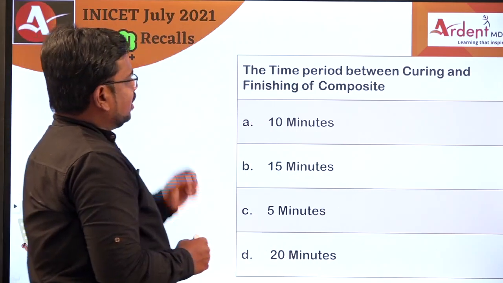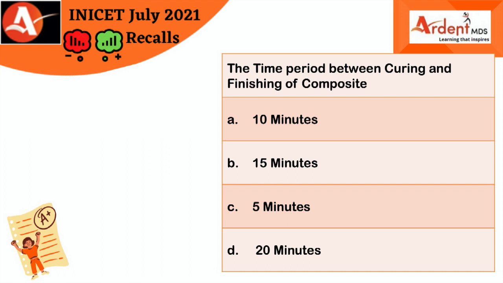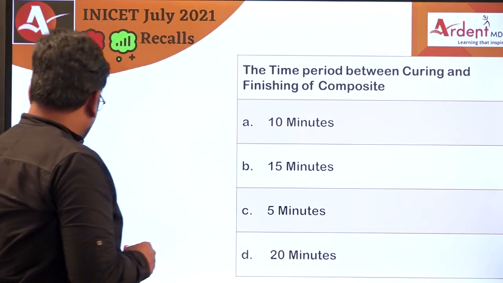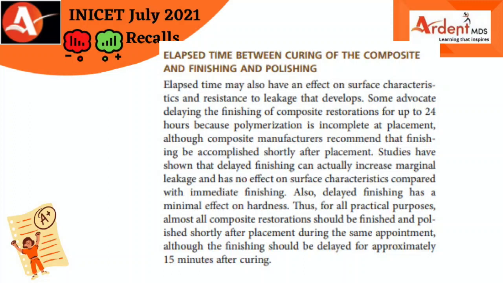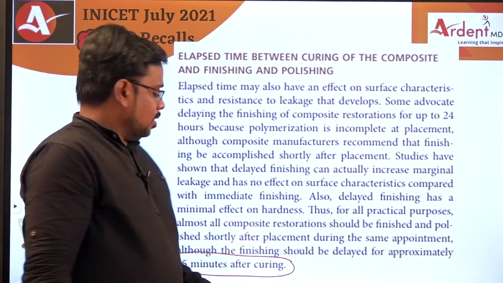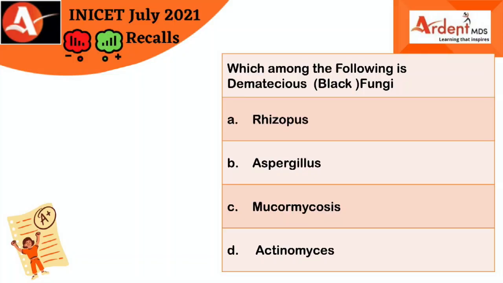The next question is the time period between curing and finishing of the composite. This question is just a direct pickup from Phillips, and I have given this snapshot which is taken from Phillips. If you see the last line, the finishing should be delayed for approximately 15 minutes after the curing mechanism. So the answer for this question is just 15 minutes.